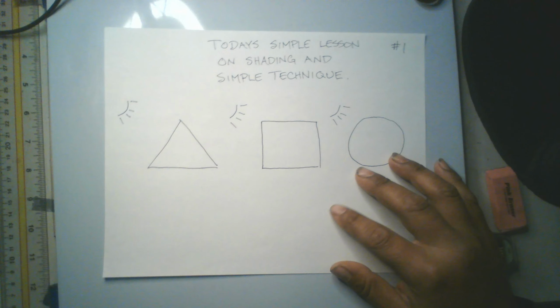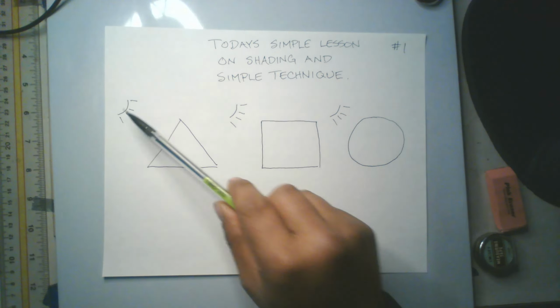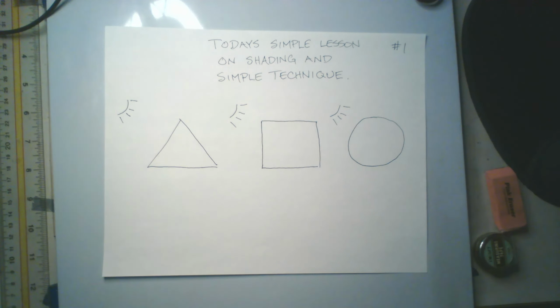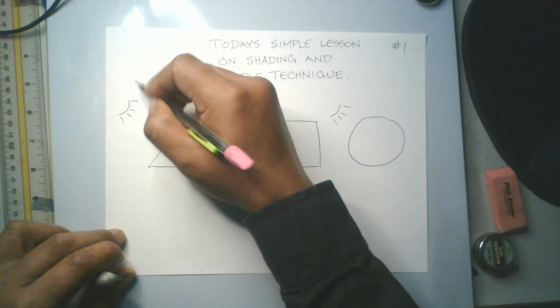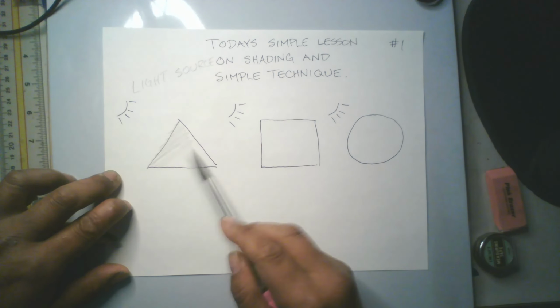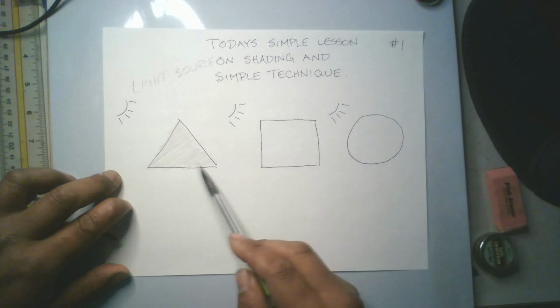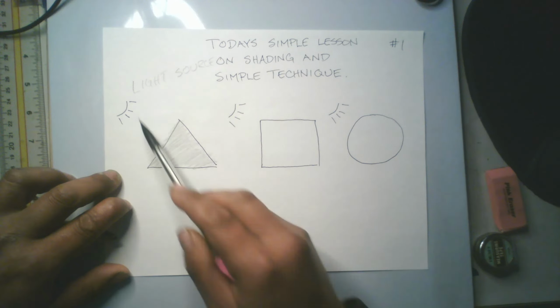Today we're going to start with some simple tools. What I have here is a number 2 pencil and a blender. We want to start off with 3 shapes and the light source, which is located on the upper left hand corner. You want to go ahead and shade in all the shapes in one flat gray.